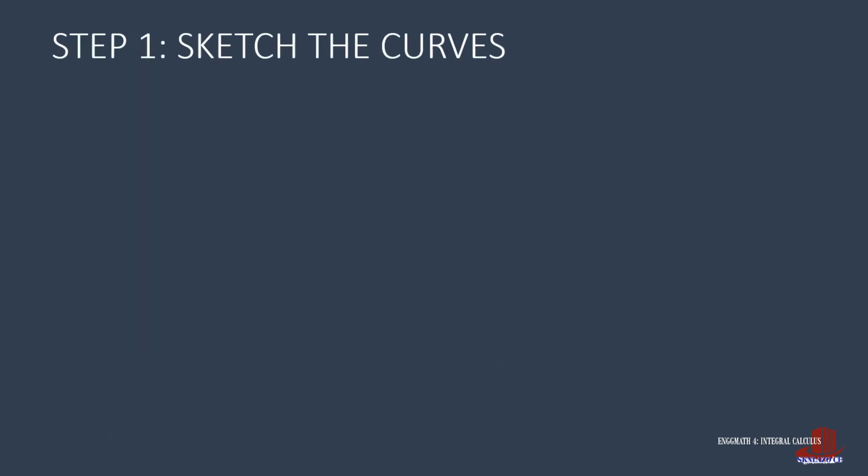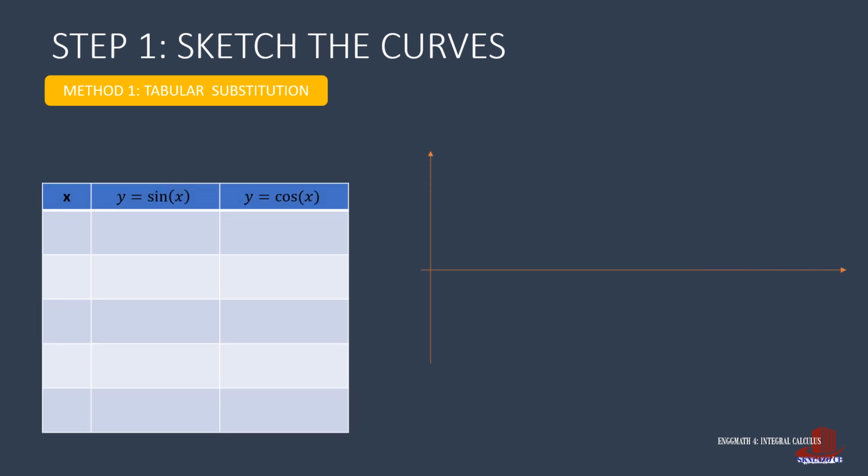The first step for the solution is to sketch the curves. Sine and cosine functions are periodic, and one easy way to determine coordinates is through substitution. By making a table, it would be easier to identify points, but before computing, take note that these functions are in radians. Start off with the first curve, y is sine of x.